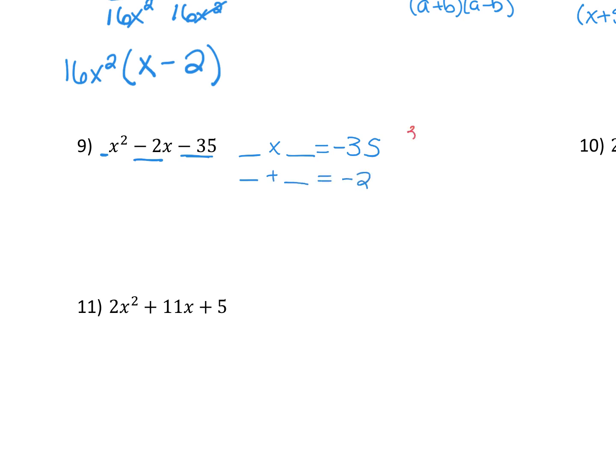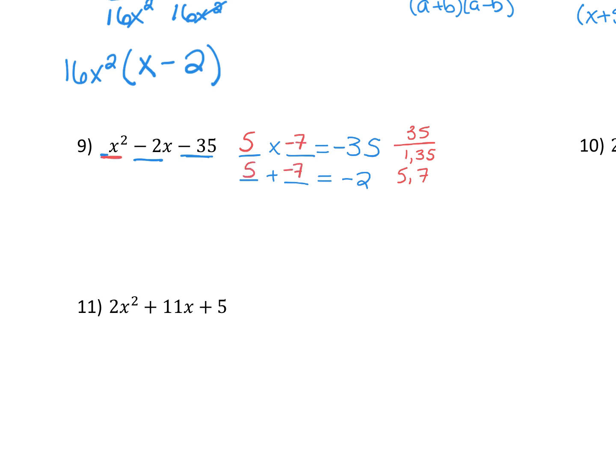So things that multiply to 35. 1 and 35, not 2, not 3, not 4, 5 and 7. And then I think about, okay, what combination of those numbers could get me negative 2 and negative 35? Well, it's going to be a 5 and a negative 7.